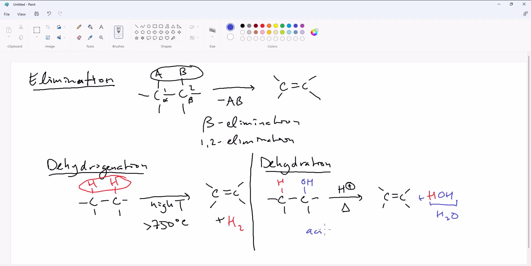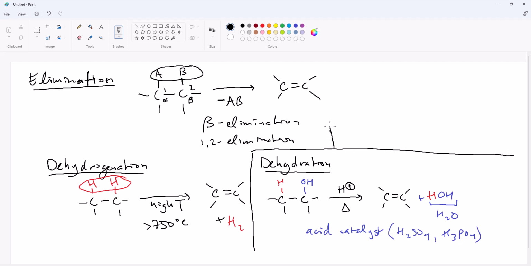This is usually done with an acid catalyst, meaning you only need small amounts of it, usually H2SO4 or H3PO4. And there's usually ways to remove the water in the reaction as it proceeds. So dehydration is another very common reaction that we'll see in this class to prepare alkenes. And we'll examine the mechanism for these in later videos.